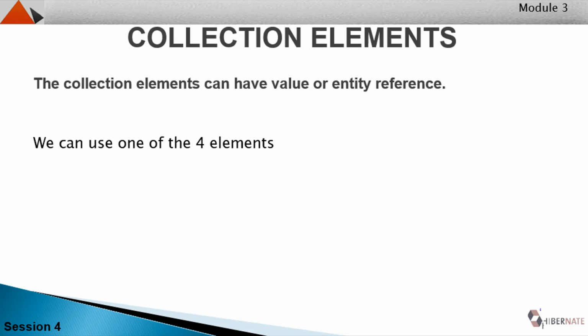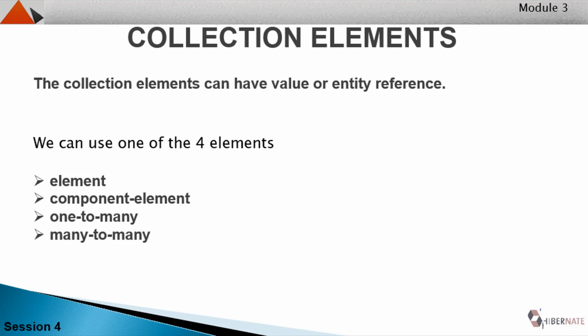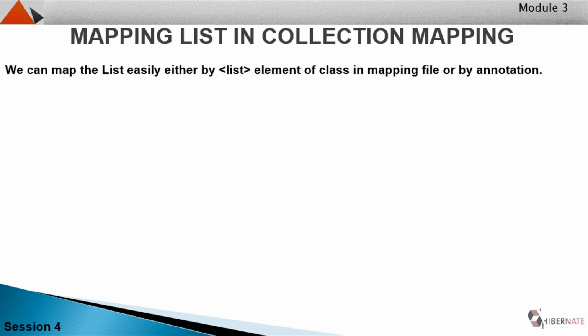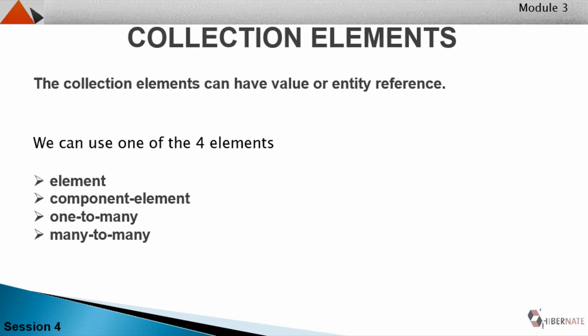Hibernate collection elements. The collection elements can have value or entity reference, another class object. We can use one of the four elements: element, component element, one-to-many, or many-to-many. The element and component element are used for normal values such as string, int, etc., whereas one-to-many and many-to-many are used to map entity reference.